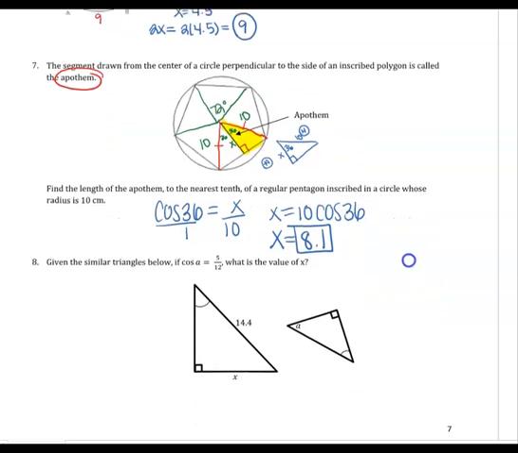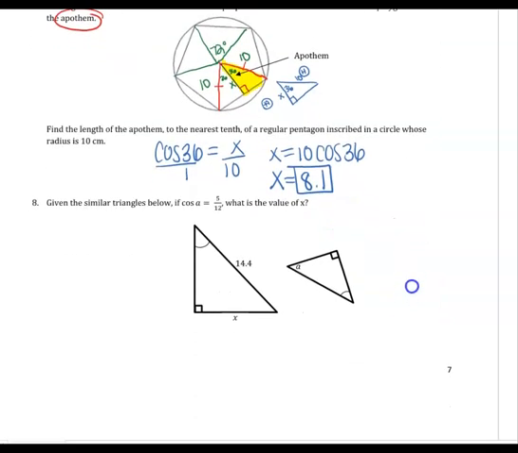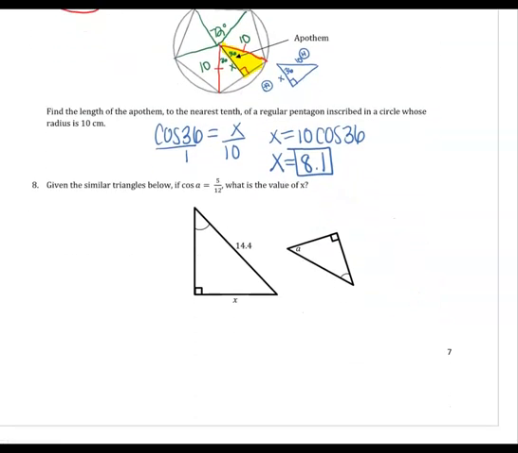All right, final question, getting out of the hexagon, pentagon world. Now I have similar triangles. So bringing it back to Unit 8. Given the similar triangles below, if cos of A is 5 over 12, what's the value of x? All right, I love these types of questions. They're really tying in a lot of information here. So let's write this out for a second.